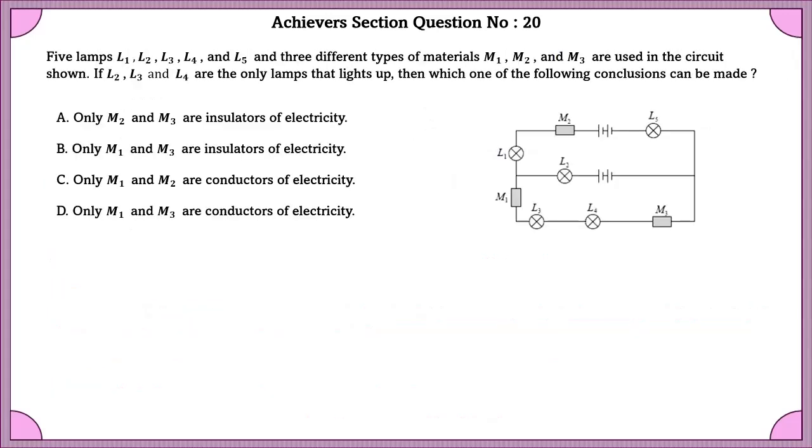Achiever section question number 20. 5 lamps and 3 different types of materials are used in the circuit. If L2, L3 and L4 are the only lamps that light up, which of the following conclusions can be made? Only M1 and M3 are conductors of electricity.